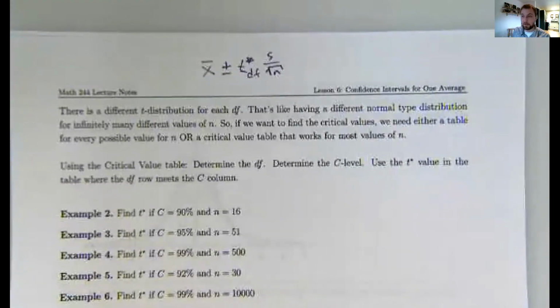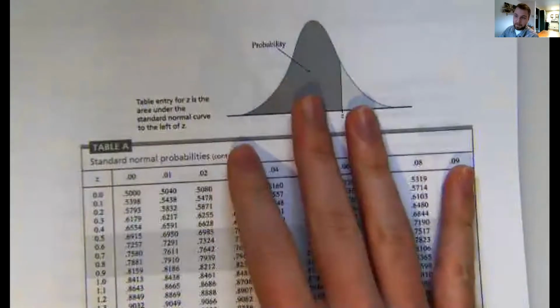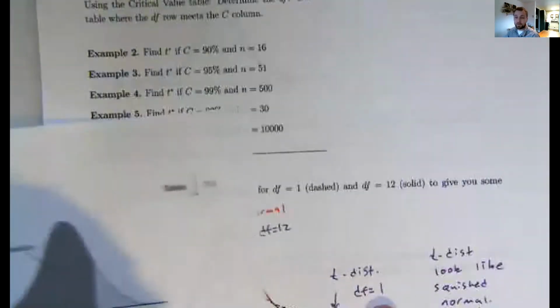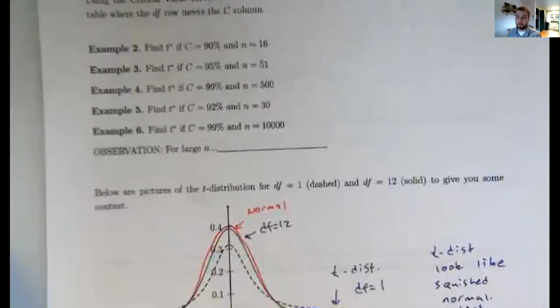Previously, we used these normal distribution tables. And to find the t star for 90%, I found the size of the one tail and I looked it up. Here's the problem. I would have to have a different one of these tables for every single degree of freedom possible. So I would have a table for a degree of freedom of 1, I'd have a different table for a degree of freedom of 2, and so on.